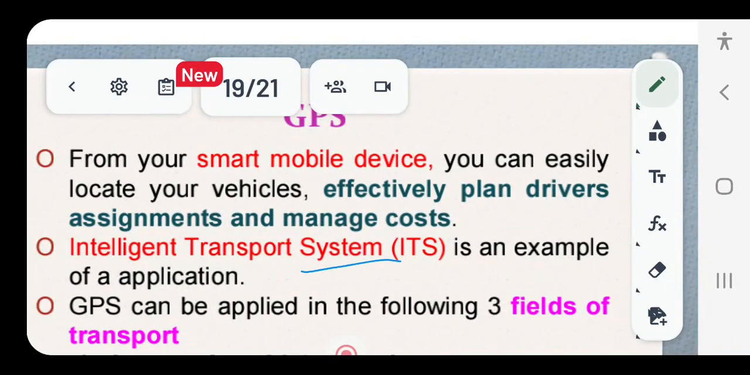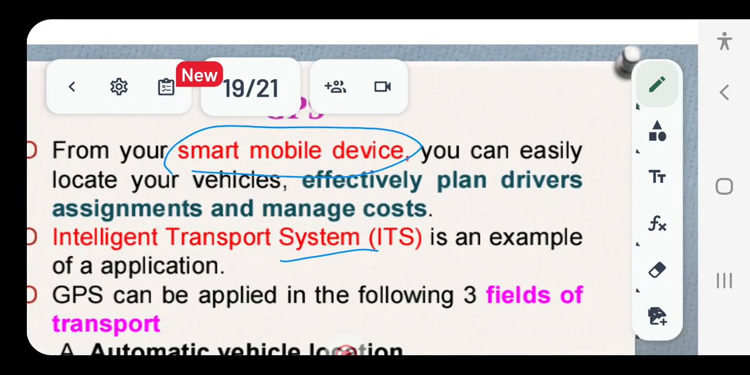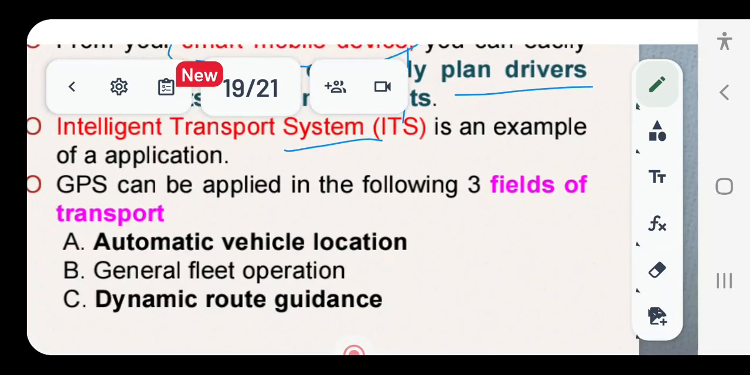And this GPS can be installed in a smart mobile device from which you can locate your vehicles, and it can also help drivers to plan assignments and manage costs. And the important 3 fields of ITS in which GPS can be applied are automatic vehicle location, general fleet operation, and dynamic route guidance.